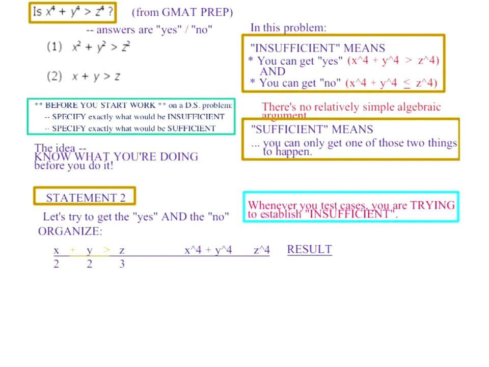2 to the 4th is 16. That's 81. So that's a no. So now we need to try for a yes. Make sure you know this. This is what I mean by an organized approach.